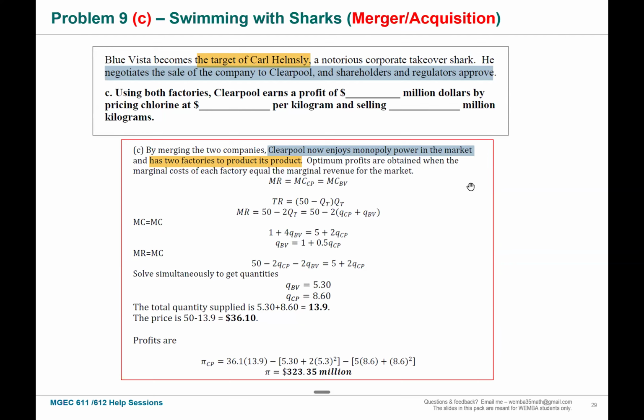So from our vantage point, this kind of acquisition is the same as collusion. The two companies are now colluding because they're part of the same structure to supply the products. So we'll use the collusion cartel model, which is really MRT equals MC1 equals MC2. So the way we start the problem is we start with MC1 equals MC2. That gives us a relationship between Q1 and Q2. Then go back to MR and solve for it. So if we did this, the price is 36.1, the total quantity is 13.9, and the profit is 323.